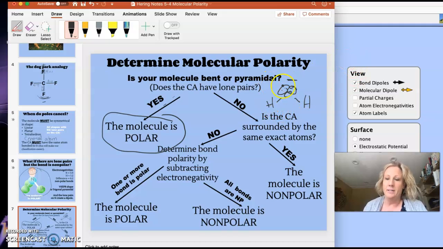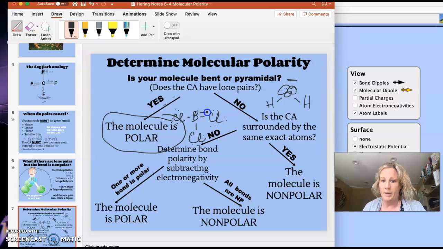But if you have something that's symmetrical, like let's say you have planar, like boron with chlorine going around, no lone pairs. These chlorines have electrons. So this is 3 bonds, no lone pairs, which is trigonal planar. So is your molecule bent or pyramidal? No. Is the central atom, which is the B, surrounded by the exact same atoms? Yes, the chlorines are all the same thing. So the molecule's nonpolar. This would be one where they would cancel out.